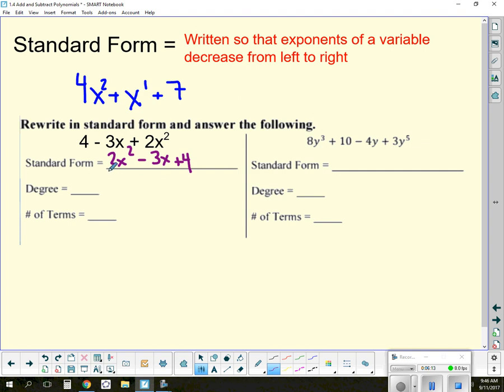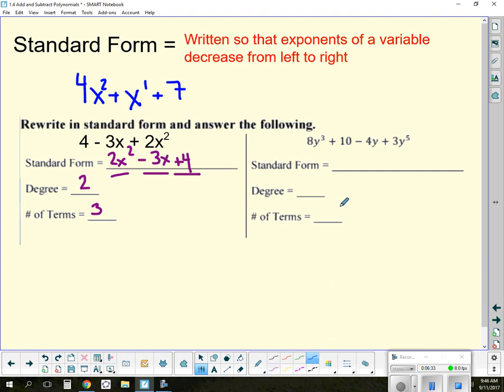The degree, if you look at each one individually, the highest exponent is a 2, so the degree is 2. How many terms are there? Well, we moved how many different things down into our answer? There was 2x squared, negative 3x, and 4, so 1, 2, and 3, 3 terms.